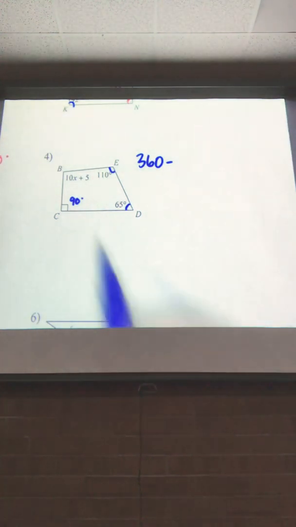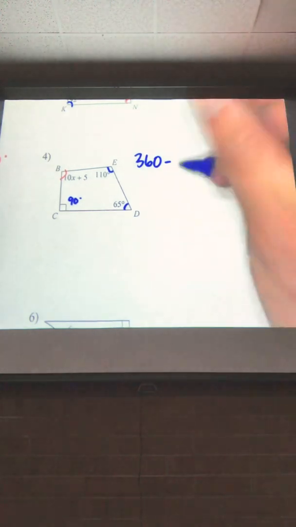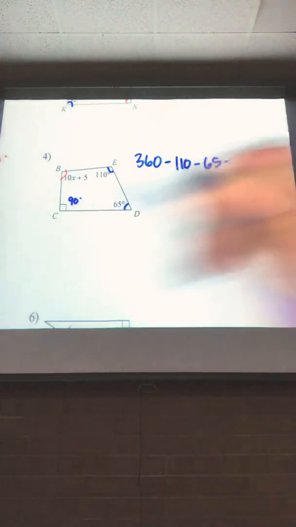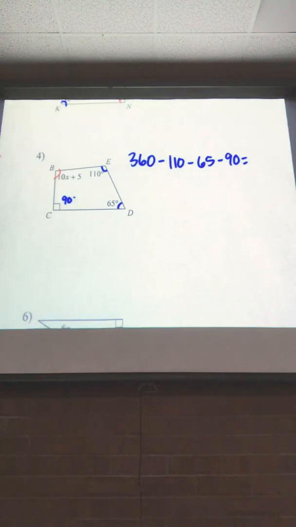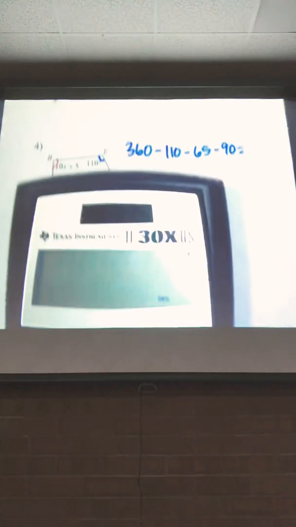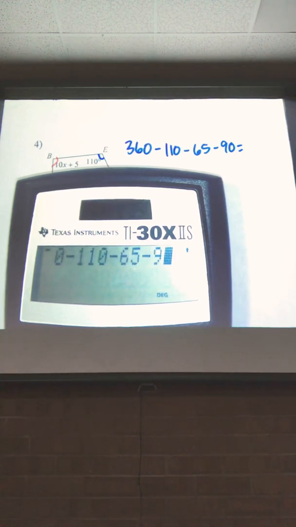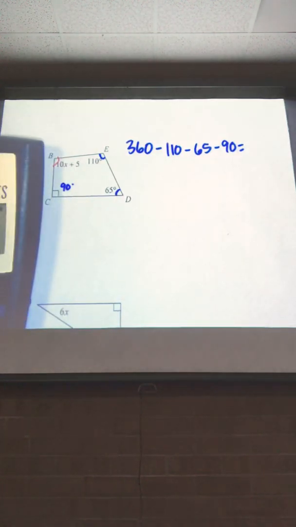Okay, so it gives us our three angles. We need to take away those three angles to find our fourth angle, for that pink angle. Okay, so let's take 360, subtract 110, subtract 65, and subtract 90 in order to find our fourth angle. Okay, we can always do this on a calculator if we need to. 360 minus 110 minus 65 minus 90. And we know that the other angle has to be 176.